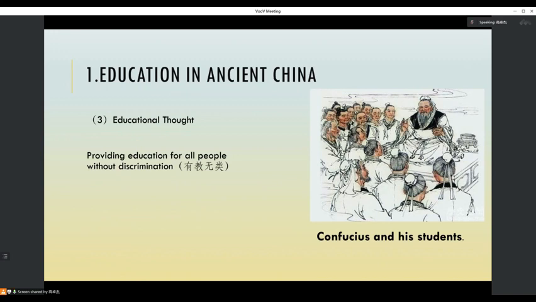This thought is 有教无类. It is a 成语. Confucius did provide education for all people without discrimination. 有教无类.